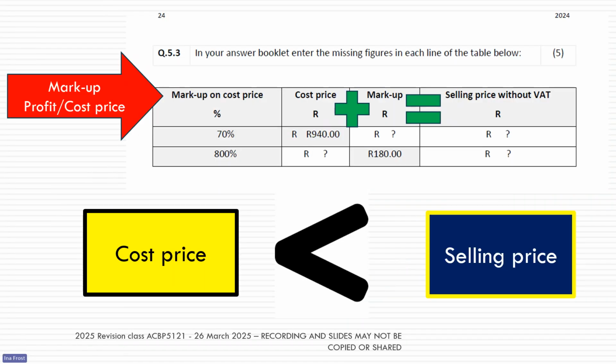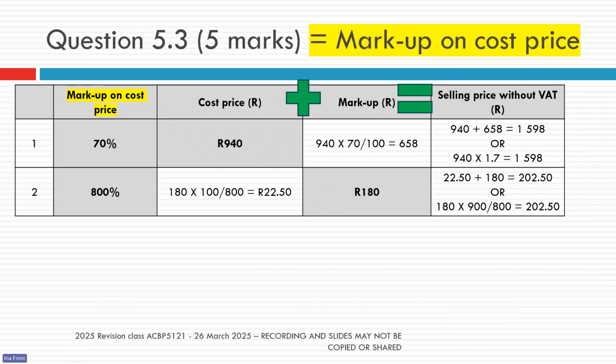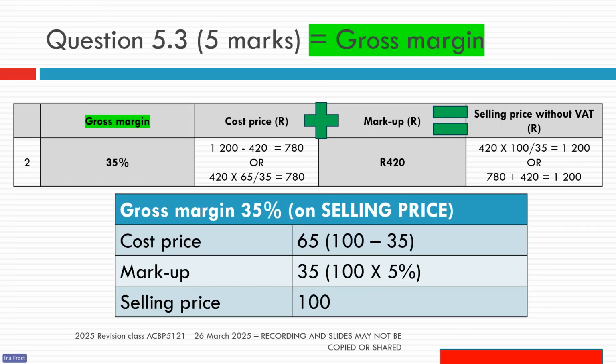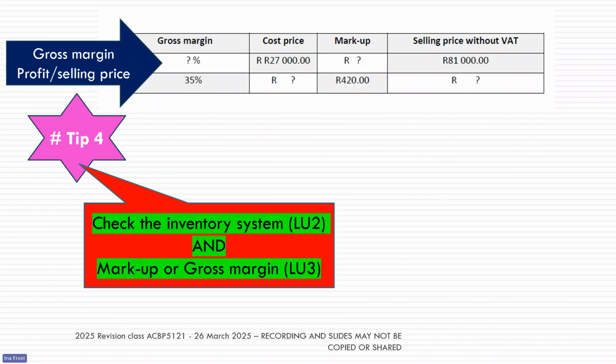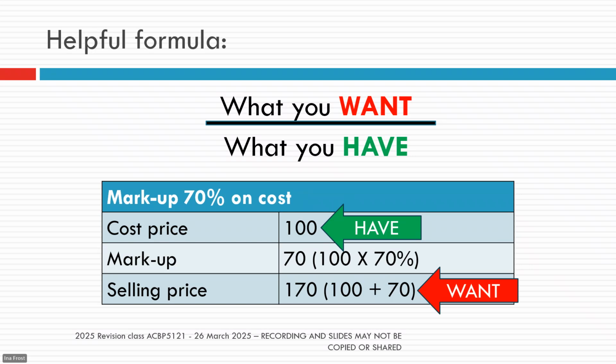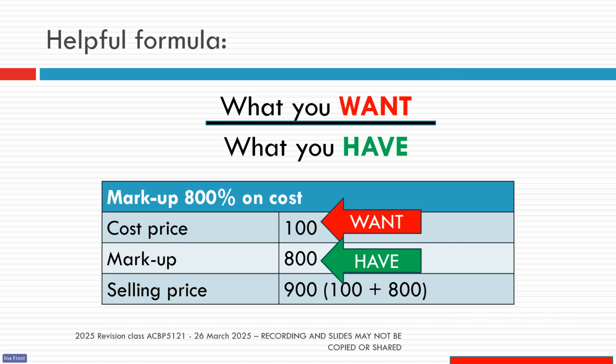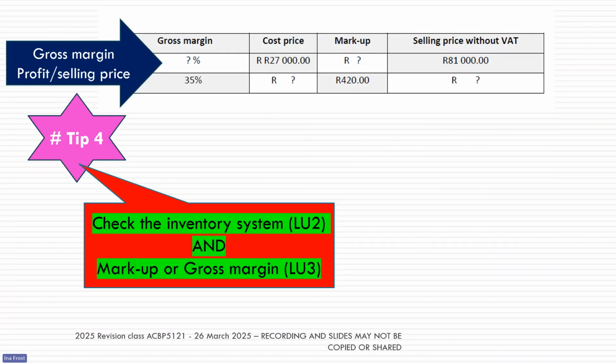Okay, just for the sake of time, I'm just going to move on to that last part. So the last part of that question then, sorry, I think I've just skipped through it. Okay, so this one we have now done. So we've done the markup on the cost price. And then there was one last table that the student had to complete. And in this instance, we gave the student the gross margin.